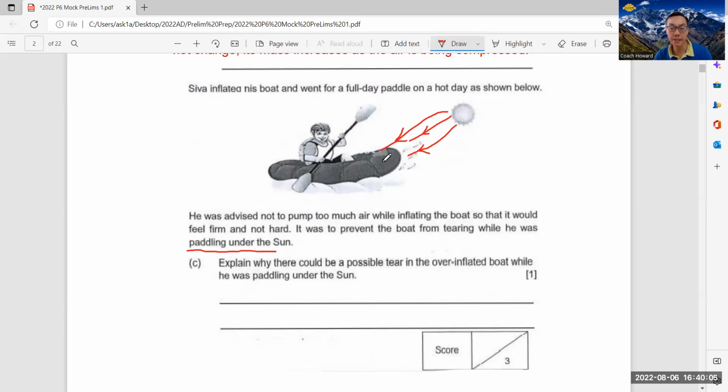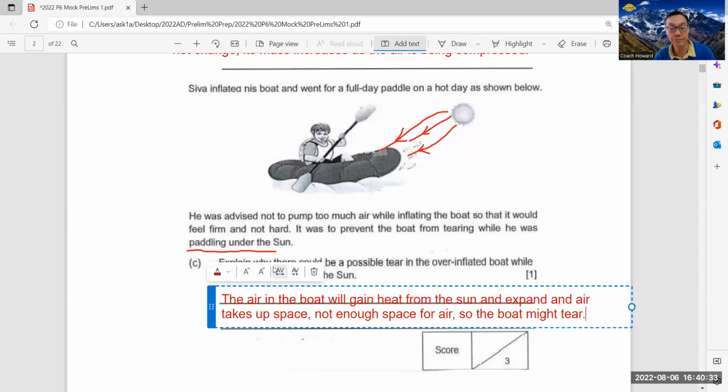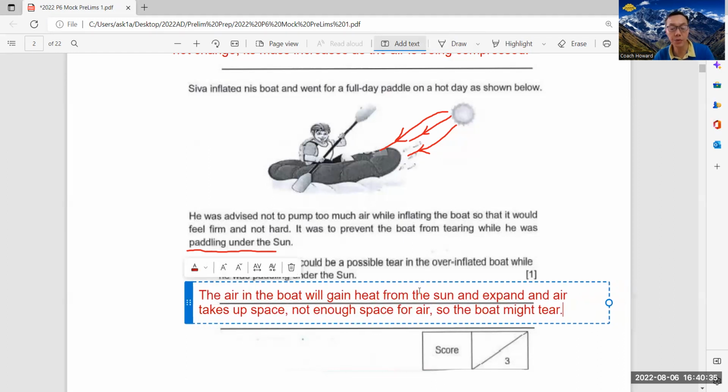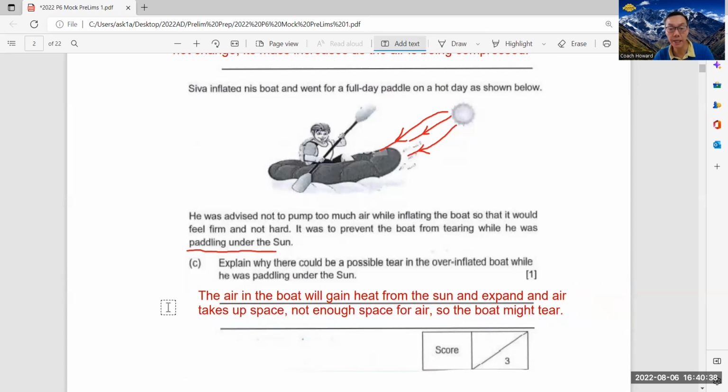There's air inside the inflatable boat, right? So the air would gain heat energy from the sun. You should say that the air expands when heated. So for this answer, you should say the air in the boat would gain heat from the sun and expand, and air takes up space. If there's not enough space, it will cause the boat to tear. So this will be the answer: the air in the boat gains heat from the sun and expands, and air takes up space. Not enough space for air, so the boat might tear.